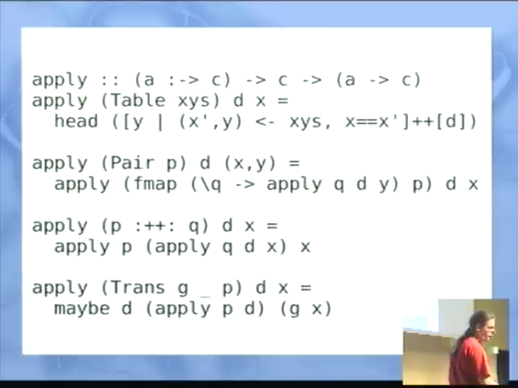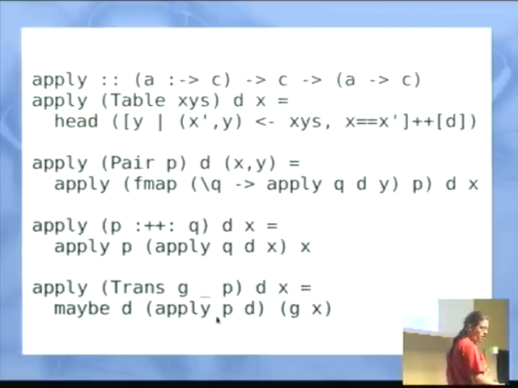Okay, union is also quite easy. We just apply x to p first and use the application of q to x as the default for that. So if p fails, then we just look at q. And finally, the transformation applied to x: we apply p to x, and then we transform the x with g to something, and if it's nothing, then the result is nothing, it didn't exist. But if it's just, then we apply p to the result of that.